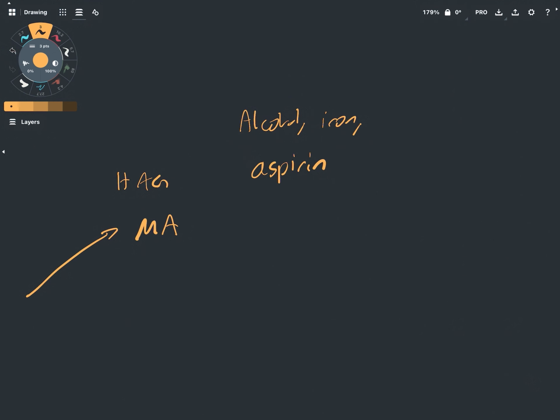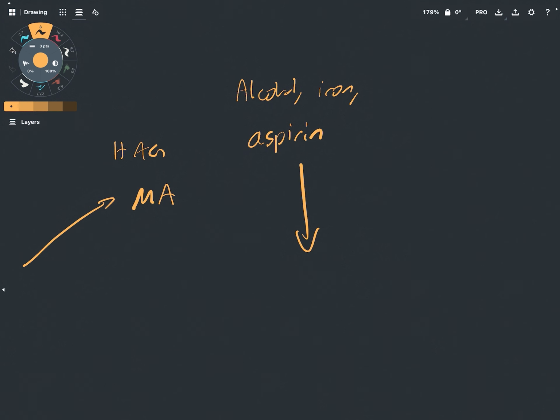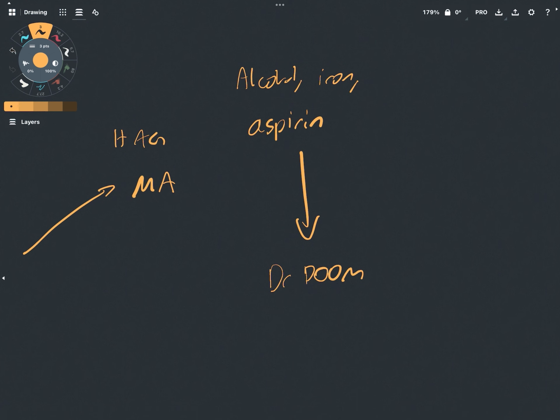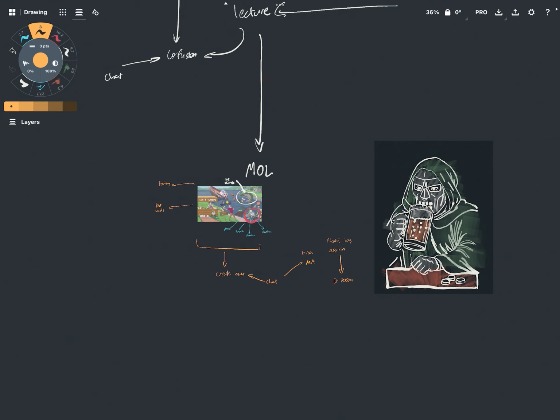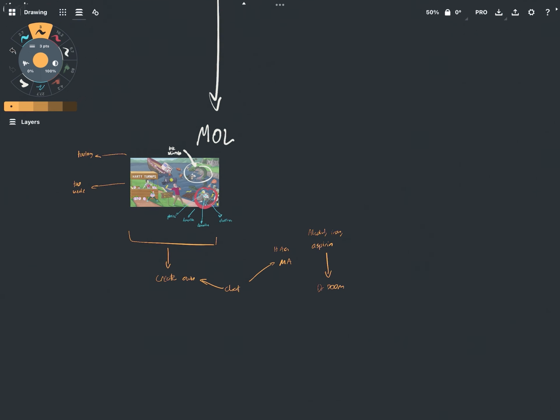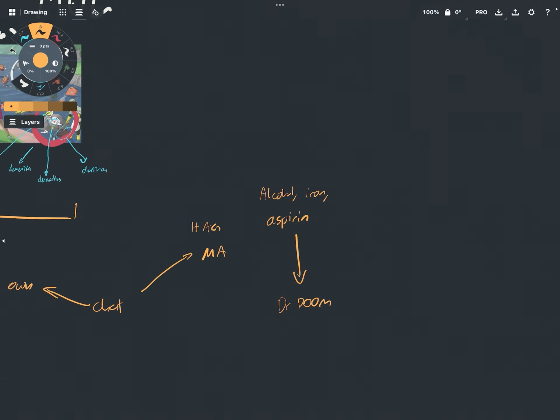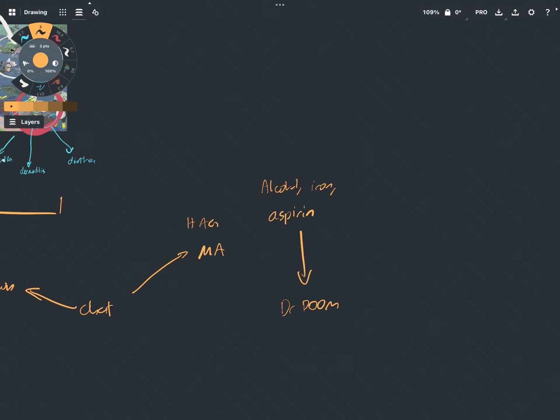And so what I ended up doing was I had ChatGPT develop the first image that came to my mind when I thought of these three things in conjunction, which was Dr. Doom with his iron mask, drinking a pint of beer while having some aspirin tablets on his table. And even to this day, I still remember that image and those causes of high anion gap metabolic acidosis super well, because that image is very clear and burnt into my mind.